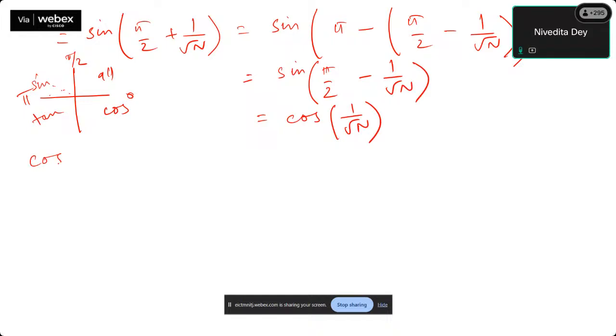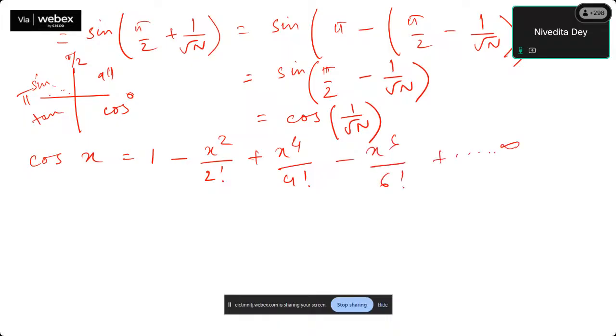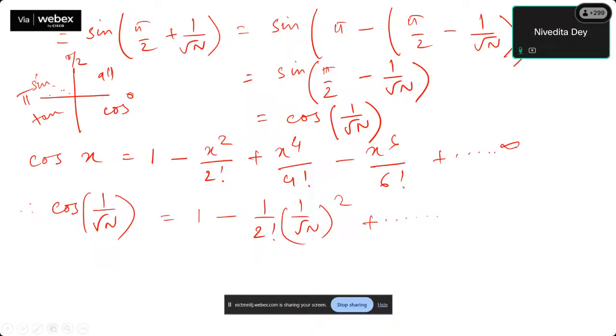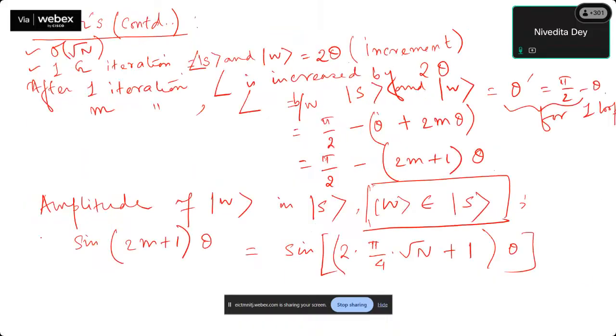Now what is the series of cos? Cos x is nothing but 1 minus x square by 2 factorial plus x to the power 4 by 4 factorial minus x to the power 6 by 6 factorial and so on up to infinity. Therefore, cos of 1 by root n will be nothing but 1 minus 1 by 2 factorial into (1 by root n) whole square plus likewise. So again, ignoring the higher order terms, it will be something like 1 minus 1 by 2 into 1 by n. That is 1 minus 1 by 2n. So what we have established here is the formula for cos of 1 by root n.